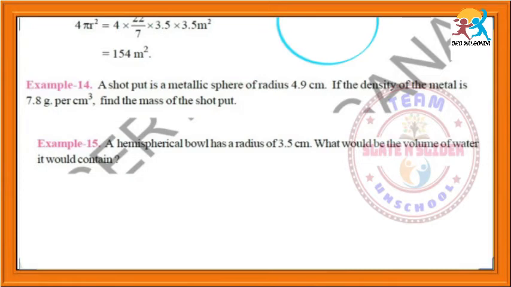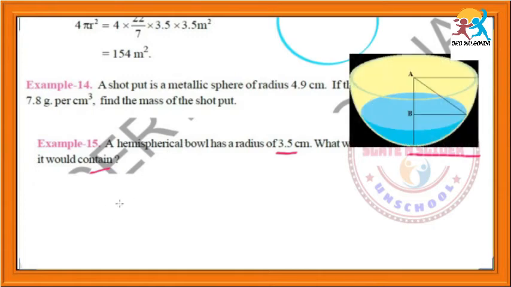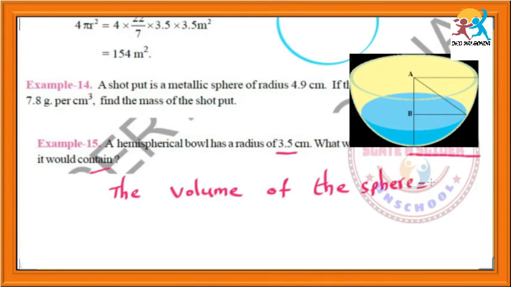Example 15. A hemispherical bowl has a radius of 3.5 centimeters. What would be the volume of water it would contain? Here, we have to find out the volume of water. Already we have known that the volume of the sphere is equal to four by 3 pi r cube.